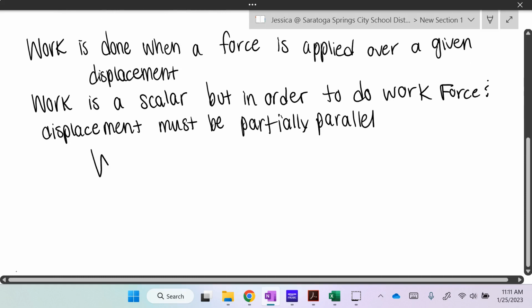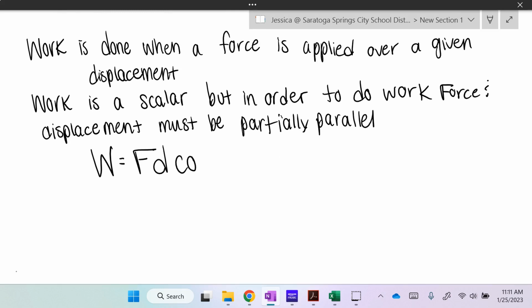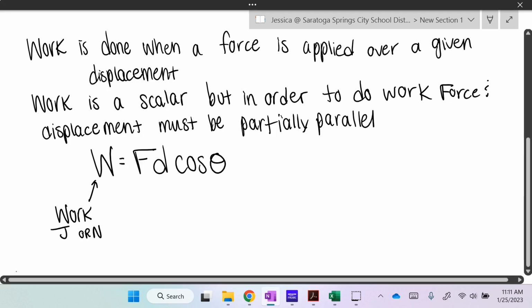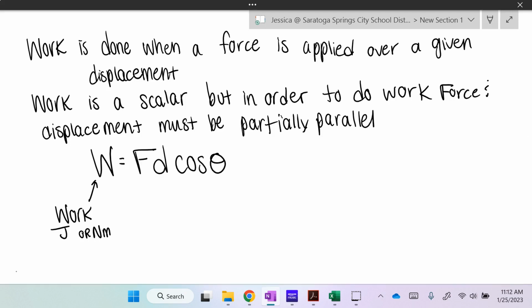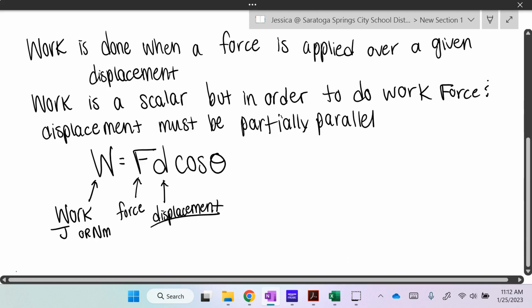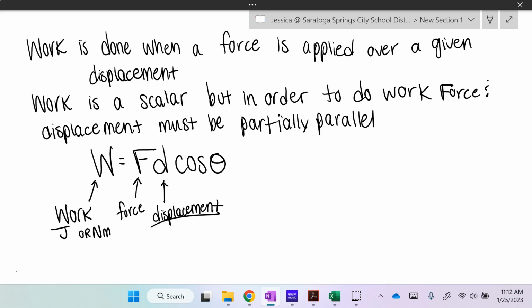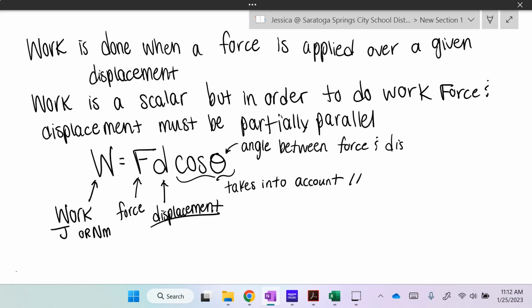Okay? So the equation for work is W equals F D cosine theta. Work can be measured in joules or newton-meters, since force times displacement is newtons times meters. Remember, F is the force, D is the displacement, not the distance. Displacement is the straight line distance from our starting point, not how far we have traveled. And this cosine theta takes into account the fact that the force and the displacement must be parallel. So this theta here is the angle between the force and the displacement.